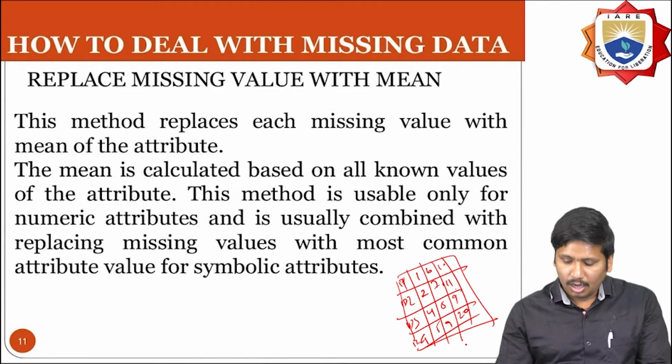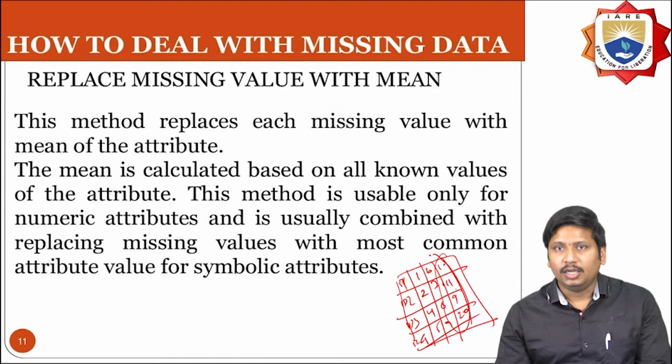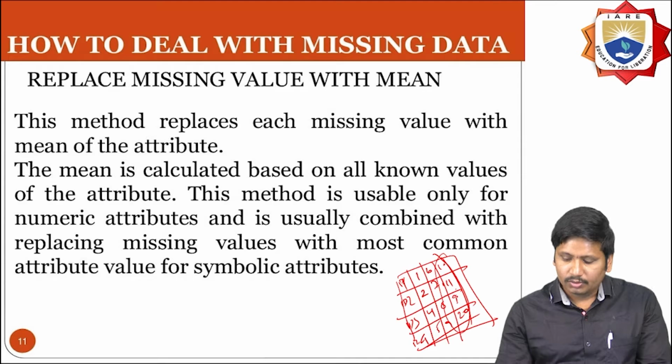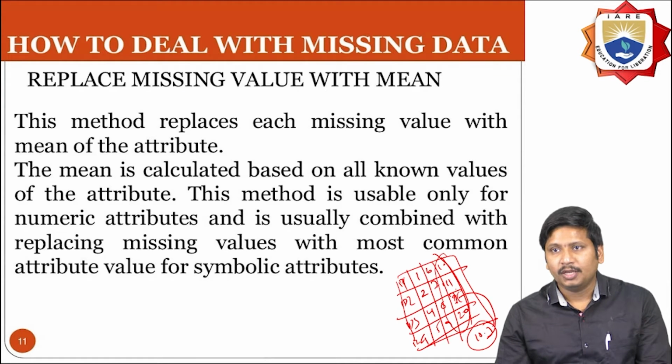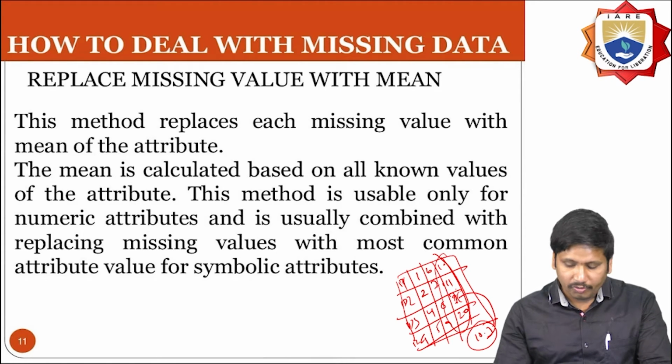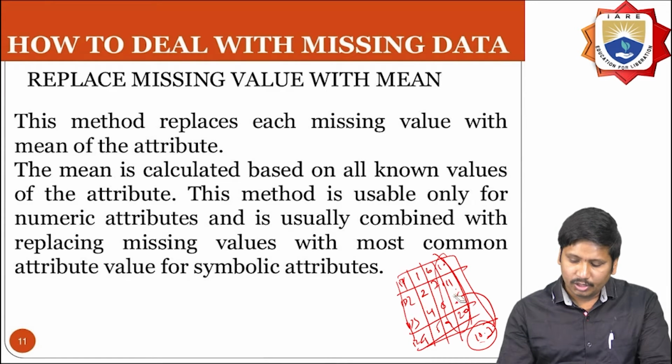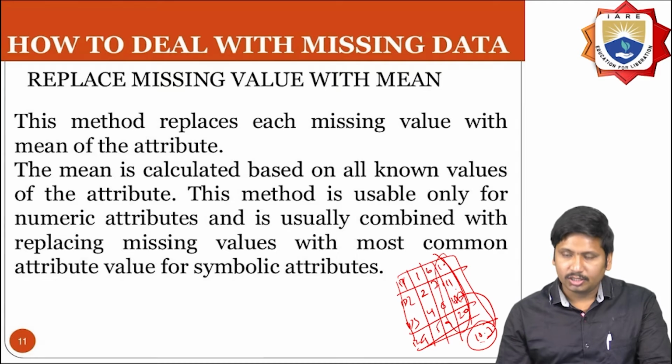At that time I have to calculate the mean value of this column. This mean value is going to be calculated on the known values. Let it be, suppose, 10.3. So this mean value is going to be filled in for the data I missed in this table. Like this I can fill the values. So suppose the mean is 10.3, that is going to be filled in where the data is missed. So this is the other way. This method mainly replaces each missing value with the mean of that attribute.